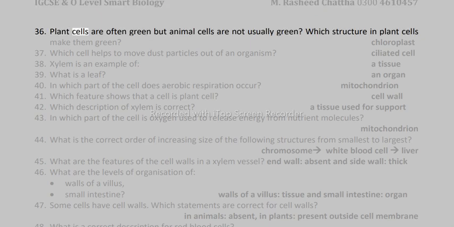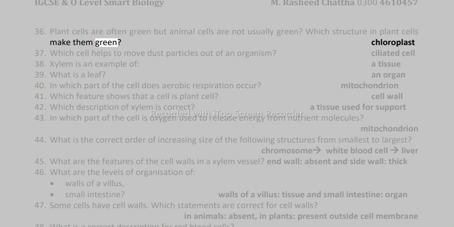36. Plant cells are often green, but animal cells are not usually green. Which structure in plant cells makes them green? Chloroplast. 37. Which cell helps to move dust particles out of an organism? Ciliate cell. 38. Xylem is an example of a tissue. 39. What is a leaf? An organ.